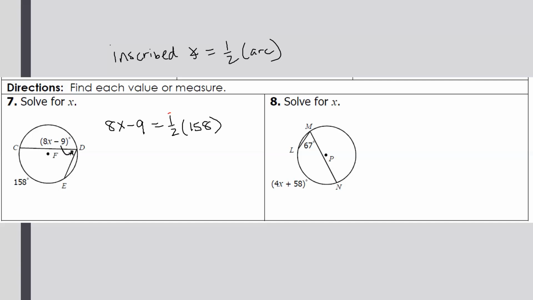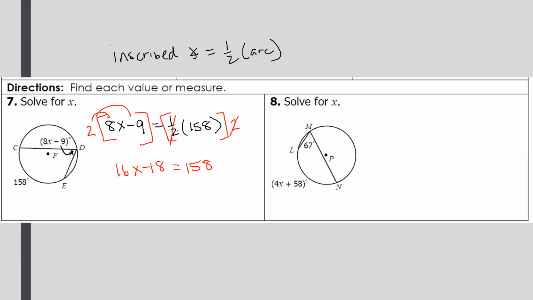If you're not a fan of the fractions, here's a trick. Multiply each side by 2. So what's going to happen is you can distribute your 2 to get 16x minus 18. The reason I multiplied by 2 is to cancel out the 1/2. 1/2 times 2 is 1, so those will cancel, and you're just left with 158 on both sides. If you have a different way to solve that's perfectly acceptable. This is just how I get rid of the fraction on the first step.